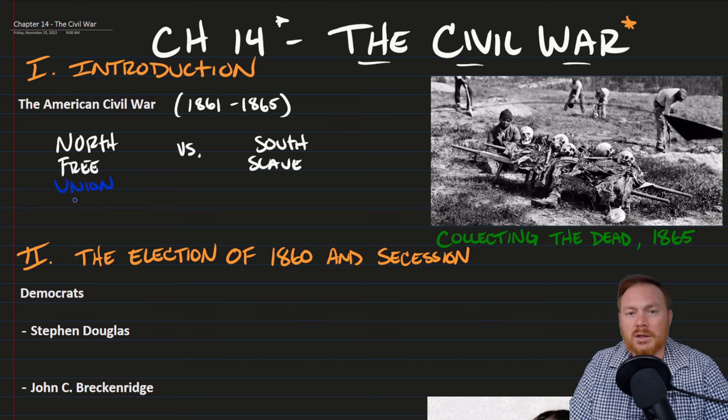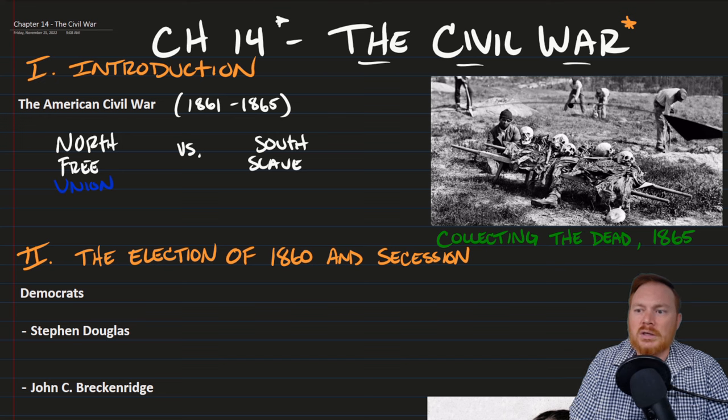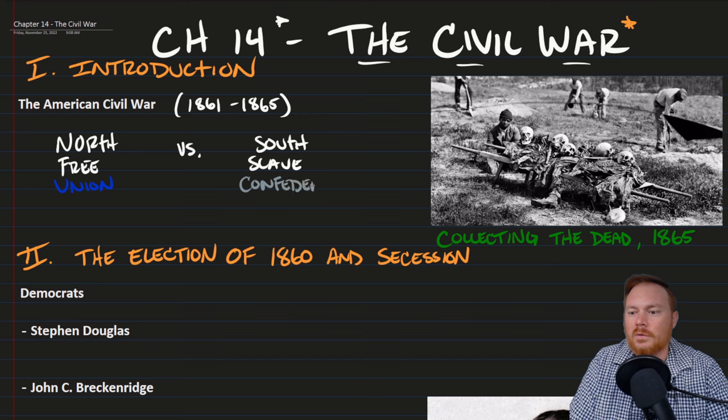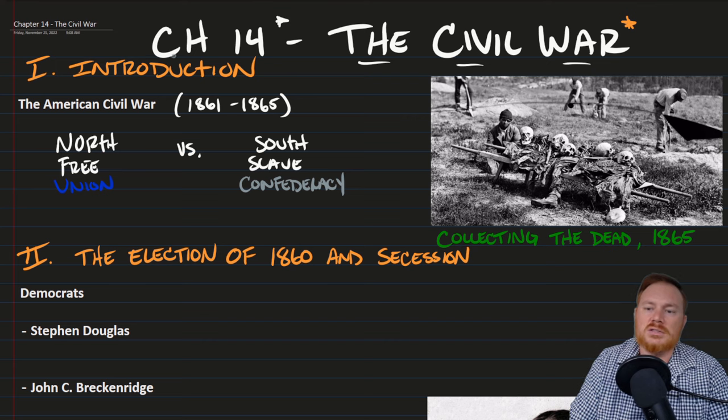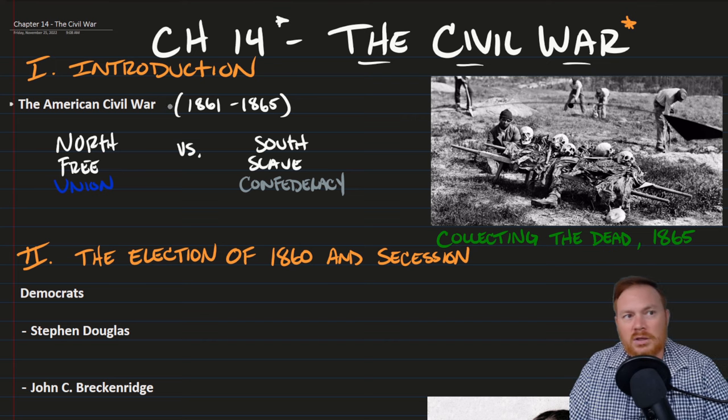We're going to go ahead and write it in blue here because the uniforms for the Union were blue. And the Union was fighting the Confederacy. All right, so certainly you're going to want to be familiar with the terms. Union is the North, Confederacy is the South. The American Civil War is the most important event in American history.